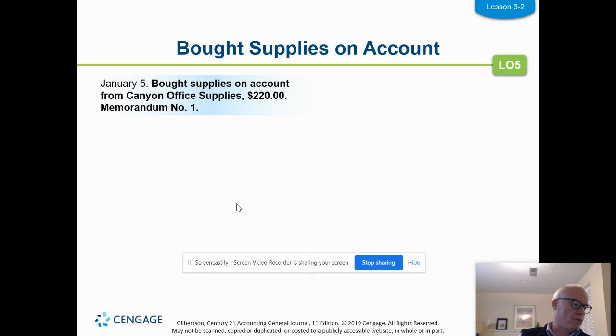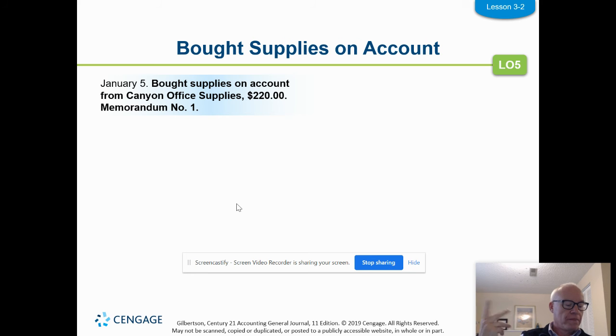Okay, now let's pause for a moment. Thinking back to what you remember about the multi-column journal, do we have a special account or a special column for accounts payable? No. Do we have a special column for supplies? No on that either. Okay, so what are we going to do? Well, we're probably going to be using both general columns for that matter.